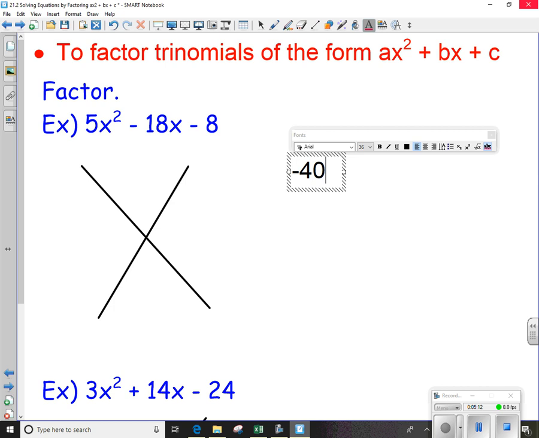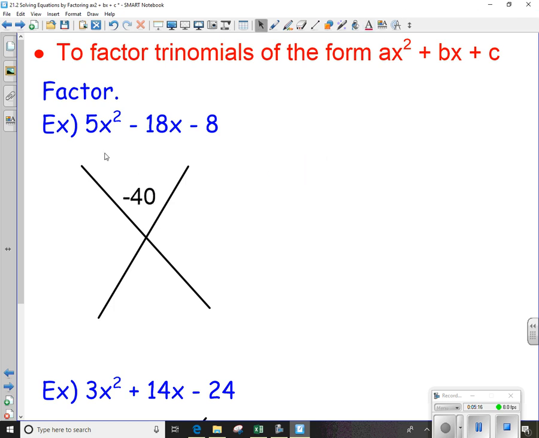Okay, so hopefully now you are at the point where you're checking your answer. Here you should have had 5 times -8, which would have been a -40. Down at the bottom, I'm taking my b value, which is the -18 from the middle. Again, I'm trying to find those numbers that multiply to give me -40, that at the same time are going to add together to give me -18.